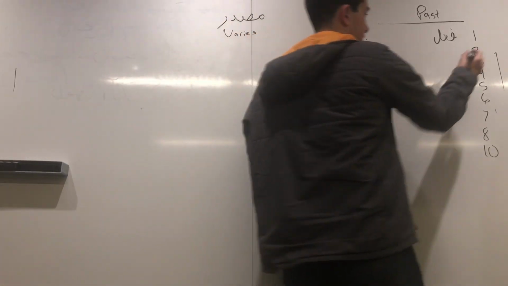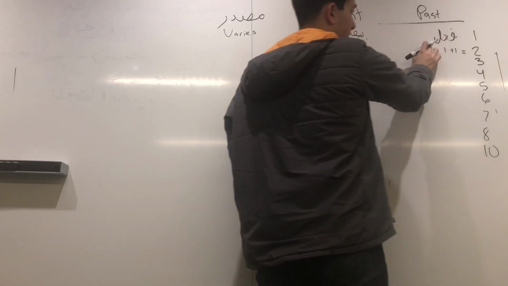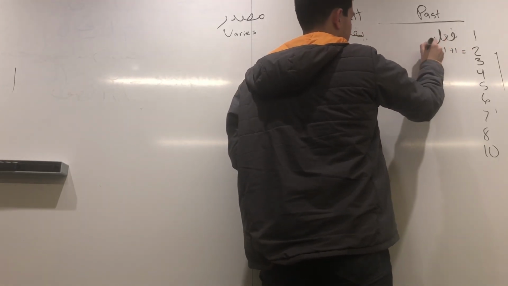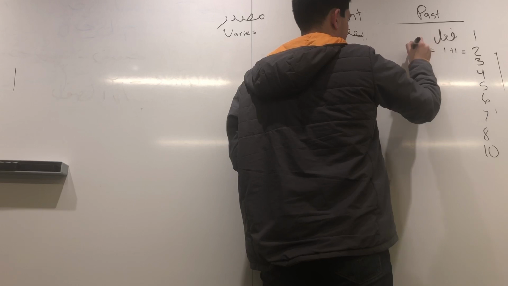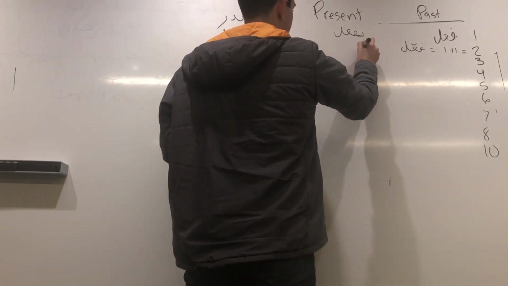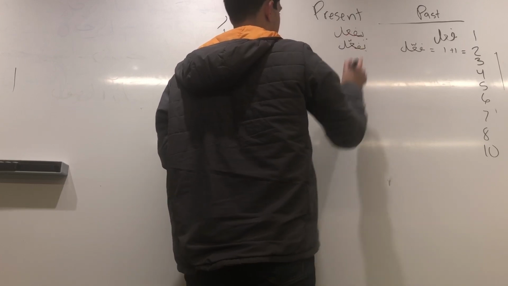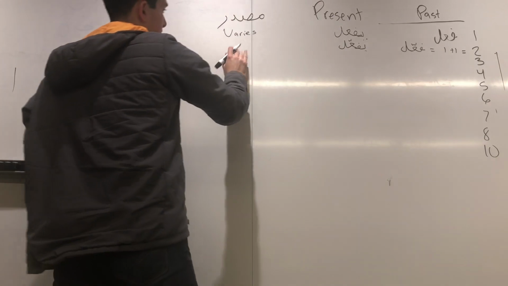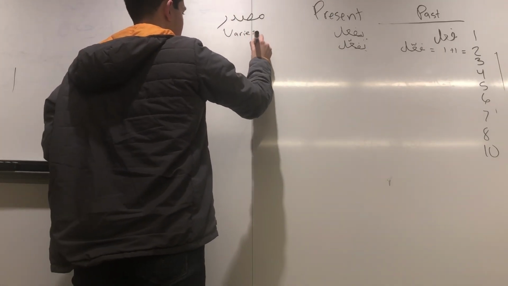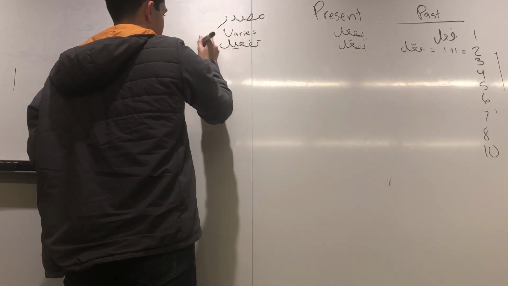Form 2 is 1 plus 1. So we take form 1 and add 1 shadda. There's no alif in the front, so when we make it into present, it's just going to add a ya. And then masdar, this is just something that you have to remember.